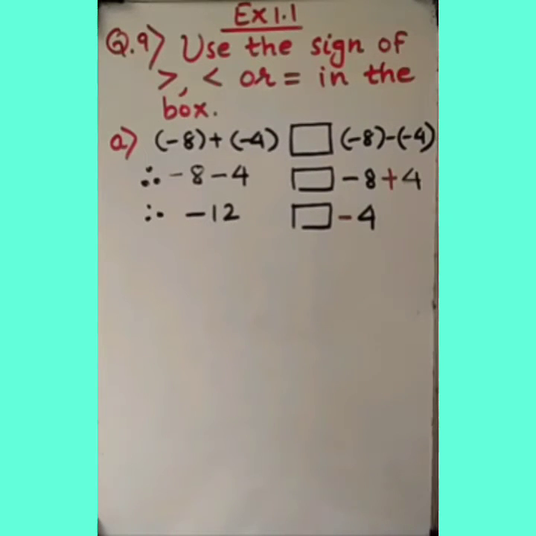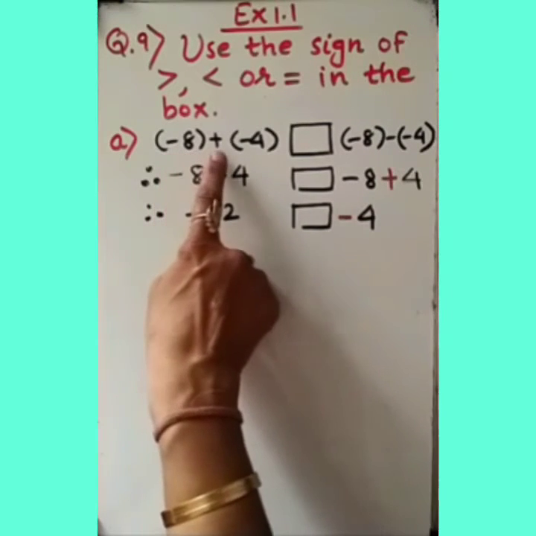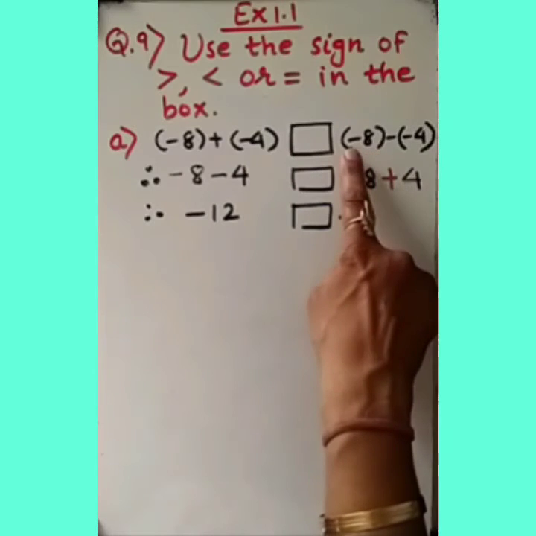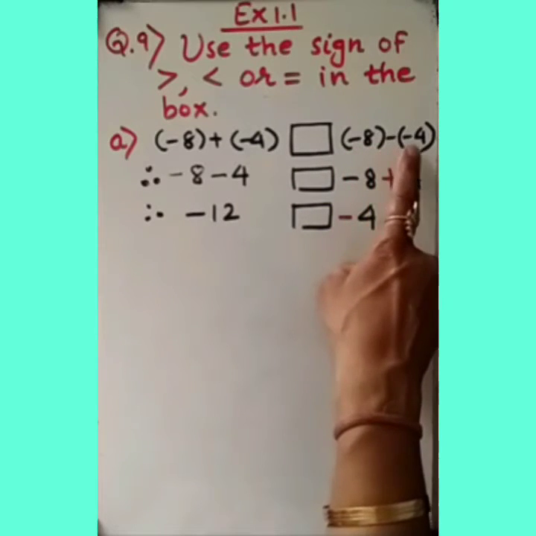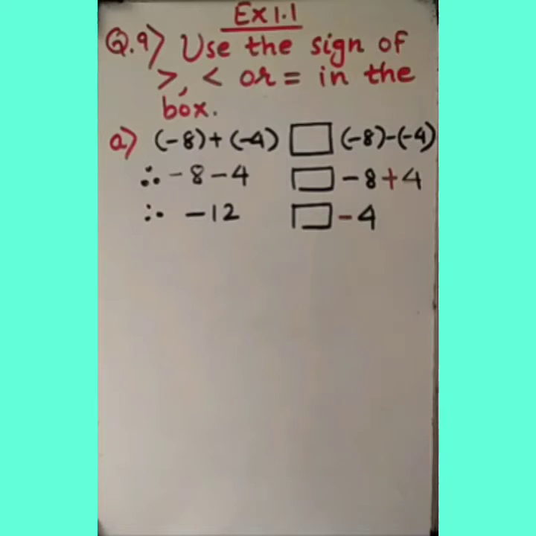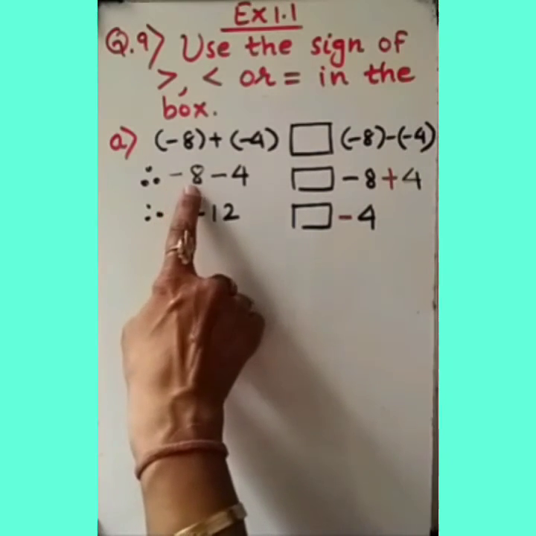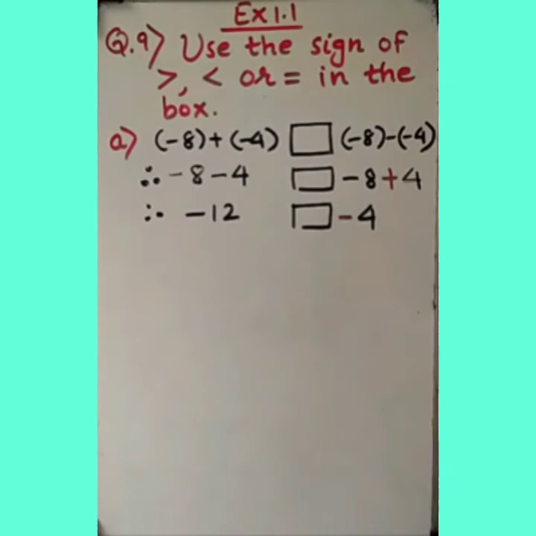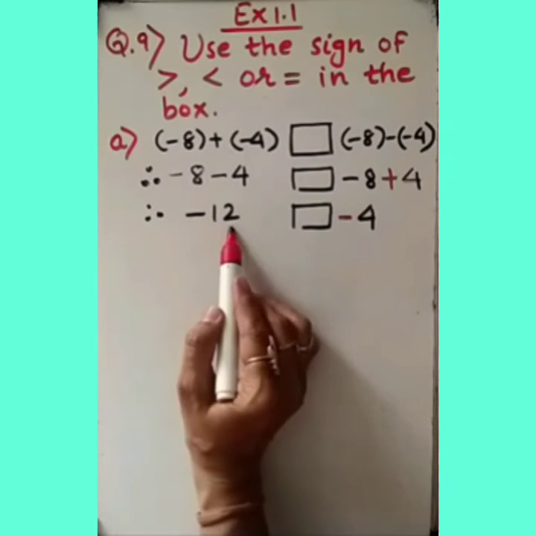Okay, my dear students, here you can see on your screen exercise 1.1, question 9. Use the sign of greater than, less than, or equal to in the box, right? So first we are given this question, -8 plus -4, and this side -8 minus in bracket -4. Be careful while writing the question. Now you can see here, this is -8 -4. We know same sign addition, so here I have written -12.